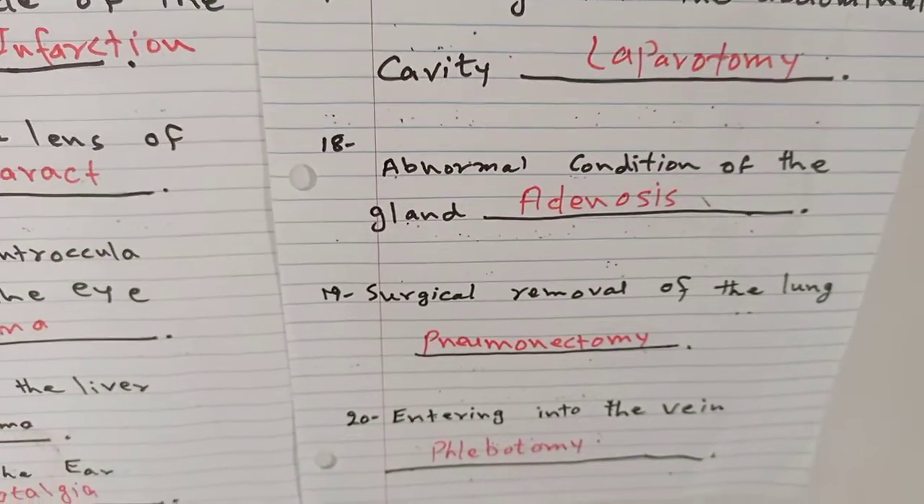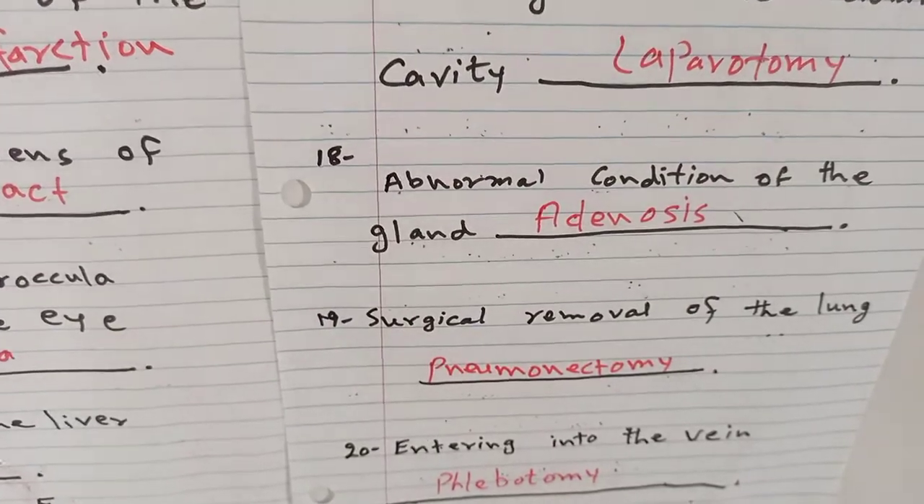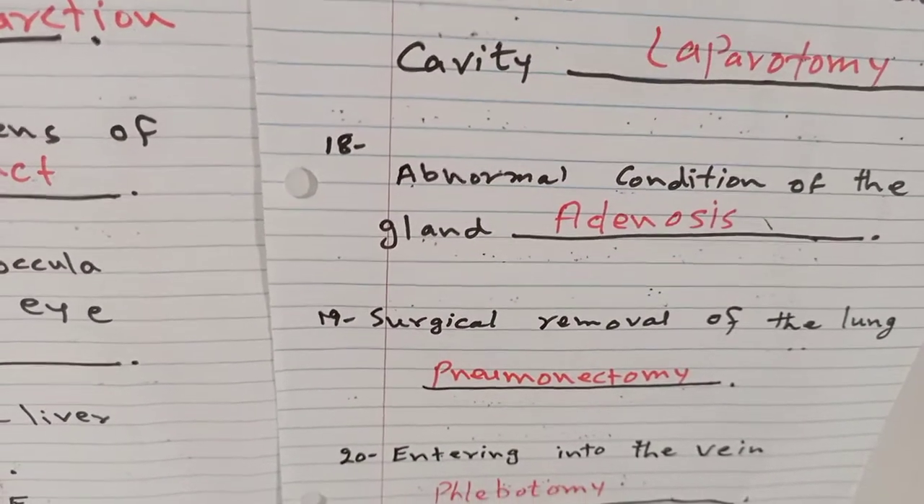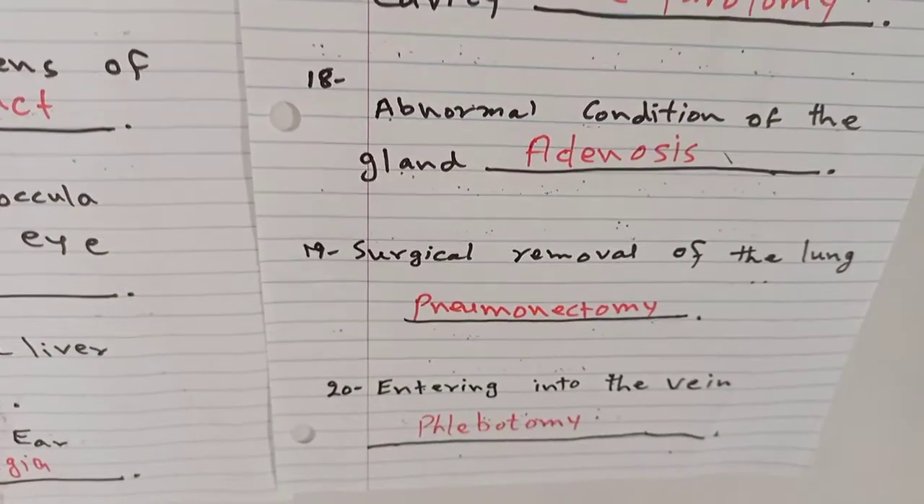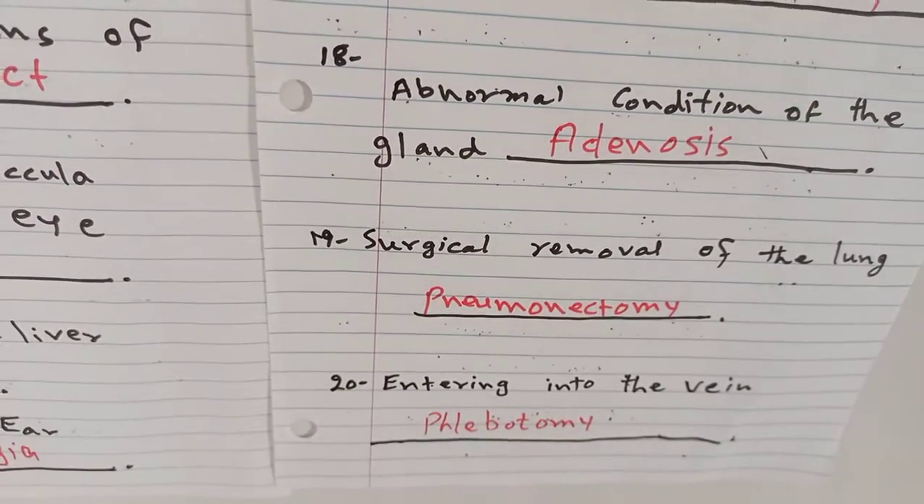20. Surgical removal of the lung: pneumonectomy. Pneumon is lung and ectomy is surgical removal. 21. Entering into the vein is known as phlebotomy.